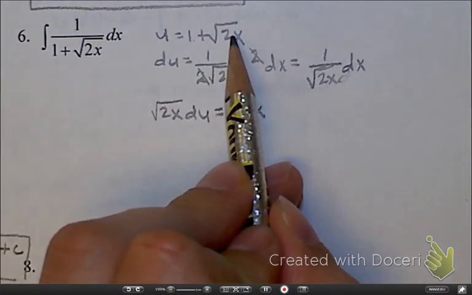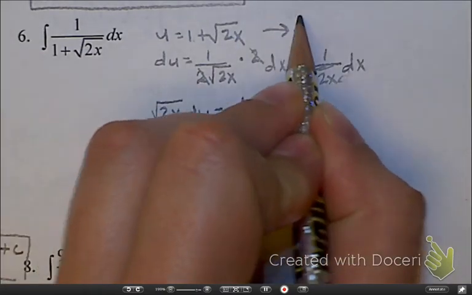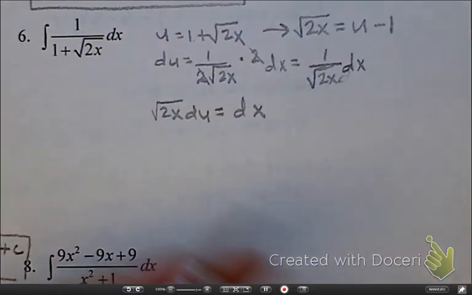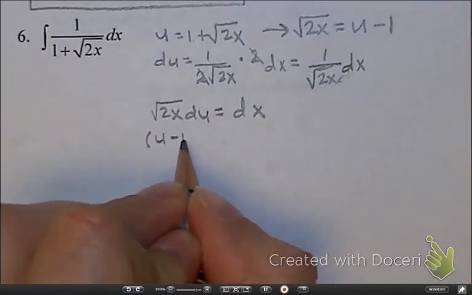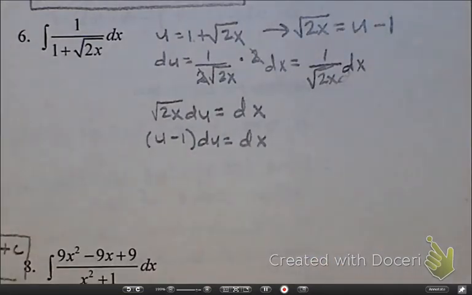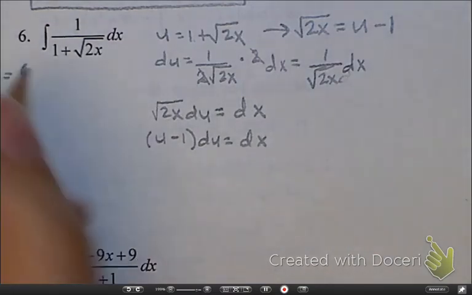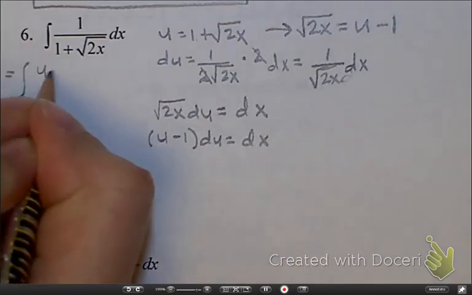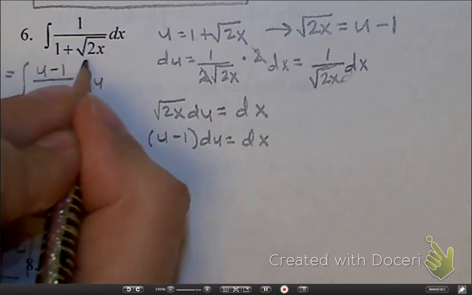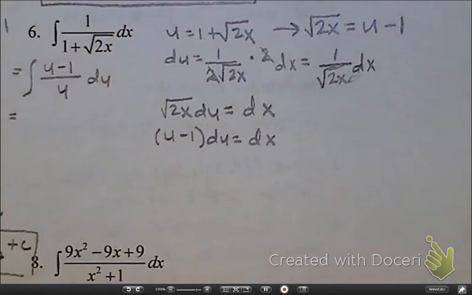So again, notice up here I have a square root of 2x in my u. So if I actually solve this, I can say that the square root of 2x is equal to u minus 1. So then this is equal to u minus 1 du, which is equal to dx. So if I plug those into my integral, I have the integral of dx is equal to u minus 1 du, and then on the bottom of this I have the 1 plus the square root of 2x, which is equal to u. And that looks much, much simpler to solve now.